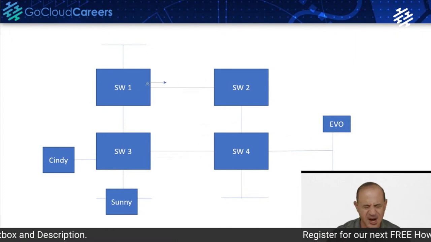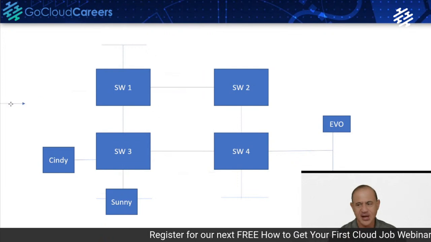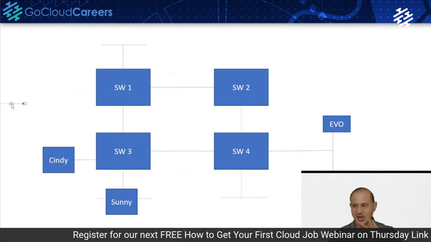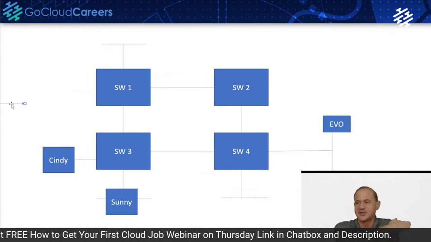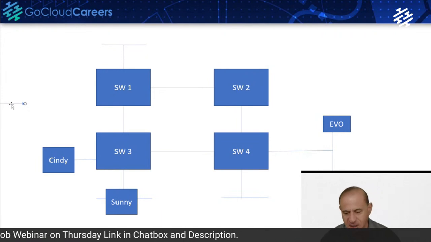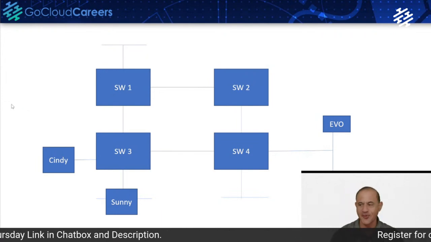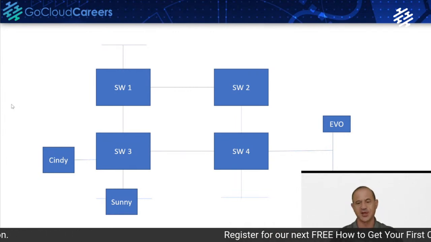Evo sends an ARP or a broadcast message. It circulates, it circulates, it circulates. The network recreates it. It's one message, it becomes two messages, it becomes four messages. And the next thing you realize, the network is dead. It's called a broadcast storm. And why does that occur? Because switches forward unknown broadcasts out of all ports, except the one they came in on.